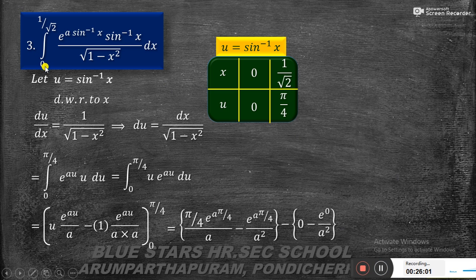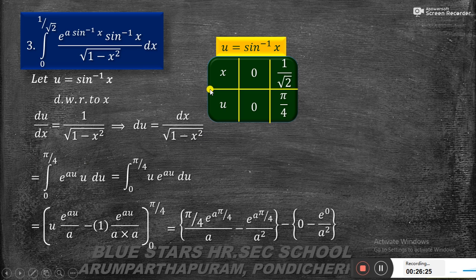So third problem: integral 0 to 1 by root 2, e power sin inverse x into sin inverse x by root of 1 minus x square dx. So next let u equal to sin inverse x. Differentiate with respect to x: du by dx equals the differentiation of sin inverse x, which is 1 by square root of 1 minus x square, so du equals dx by square root of 1 minus x square.